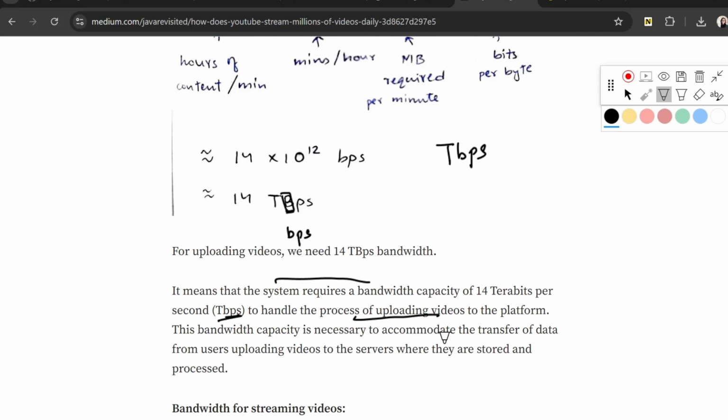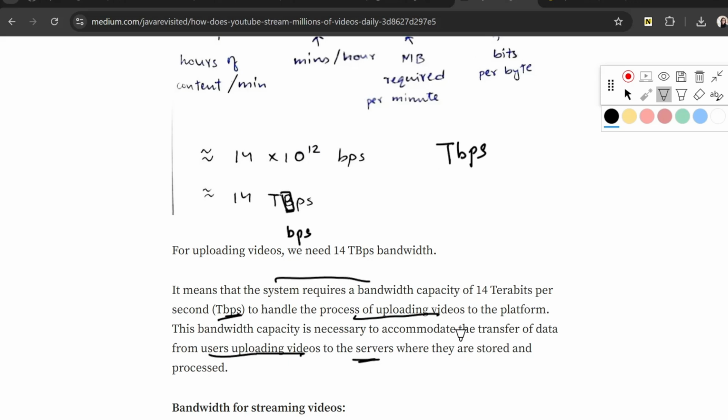Only then will it be able to accommodate the transfer of data from users who are uploading videos to the server, where they're stored, processed and compressed and all of that. That is the point I am trying to make. This bandwidth is what makes the YouTube servers capable of handling 14 terabits per second of content. That is why this estimation is important.